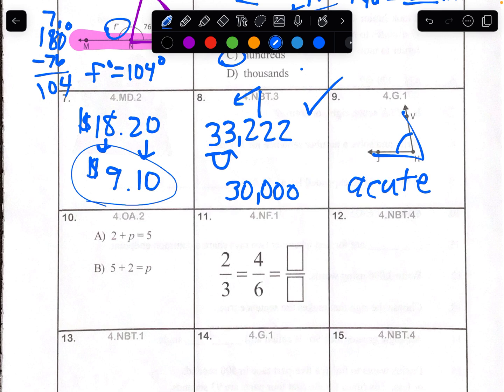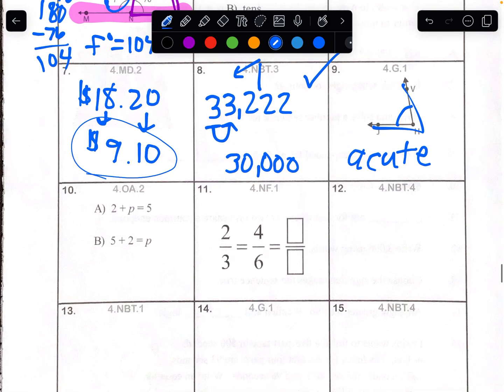All right, Tegan ate 5 lollipops this week. That was 2 more than her brother Connor ate. How many lollipops did Connor eat? Choose the correct equation and solve it. Okay, so if she had 5 lollipops, that is 2 more than her brother Connor ate. So that 5 is your total. So this is going to be A, where P is 3 lollipops.